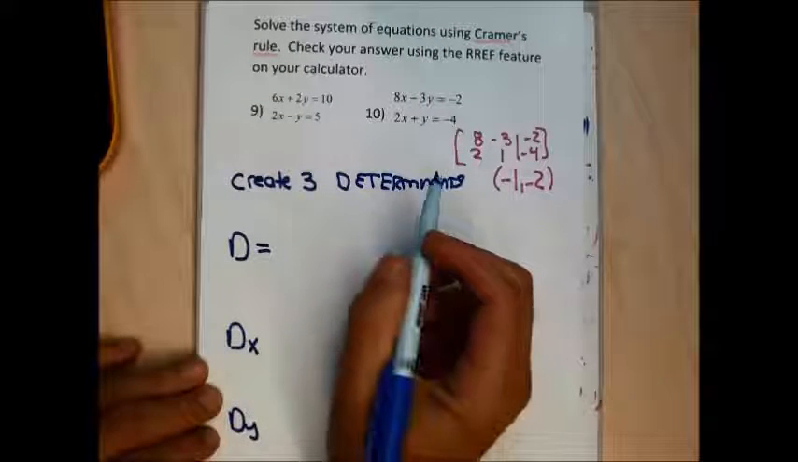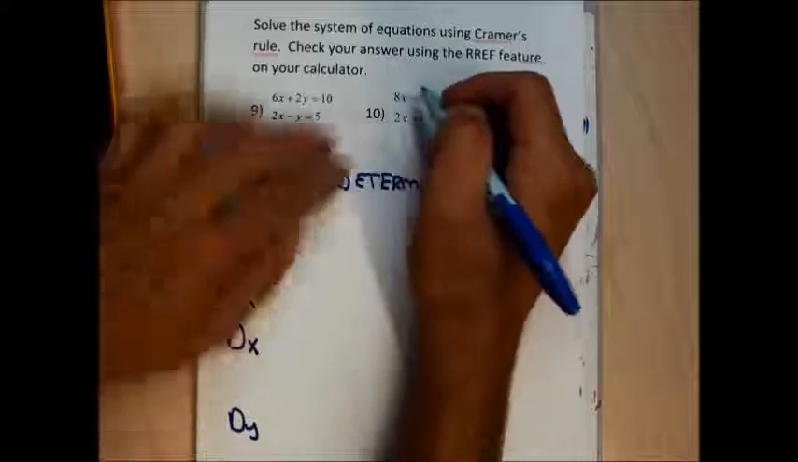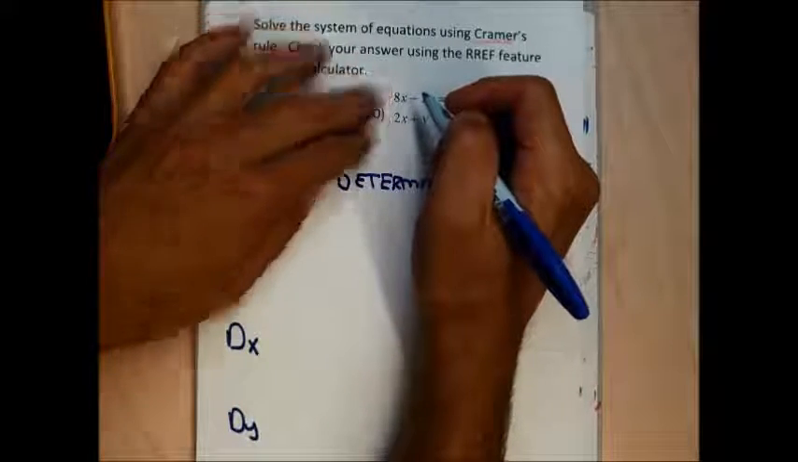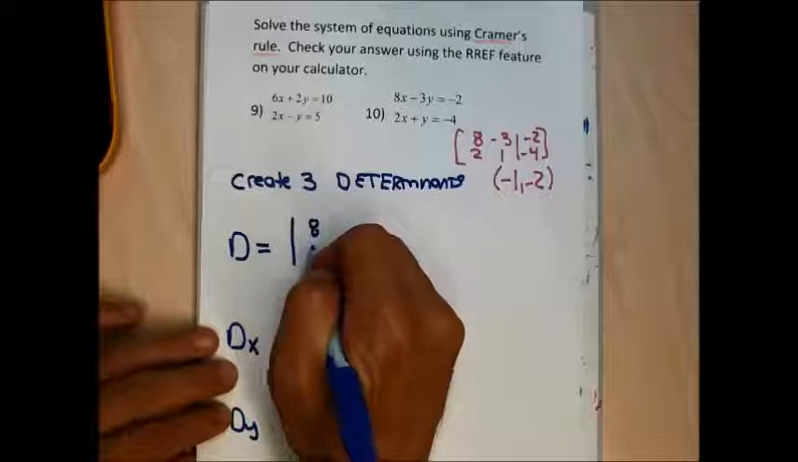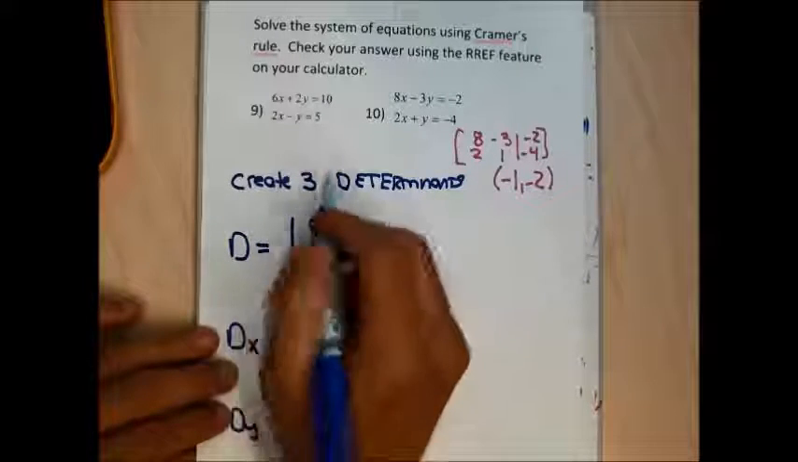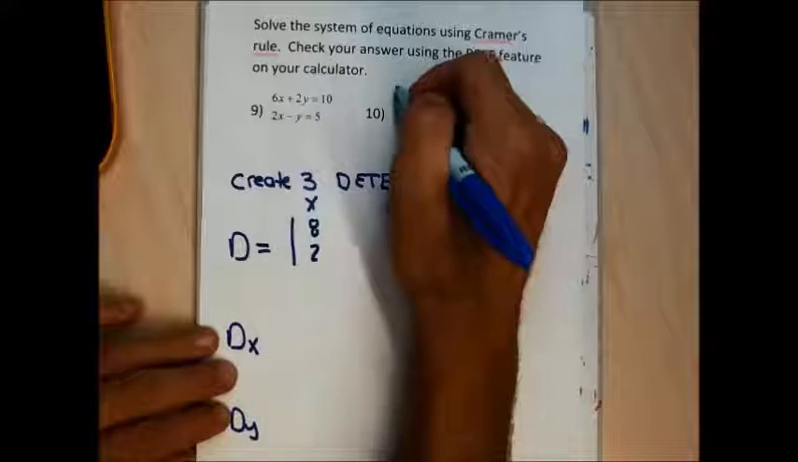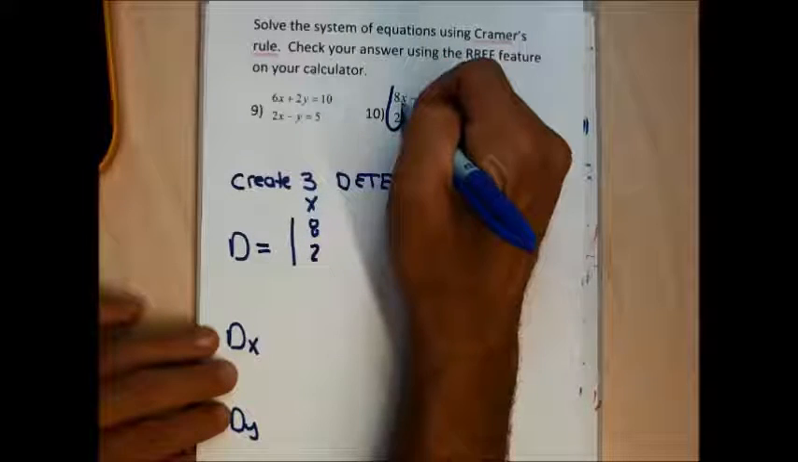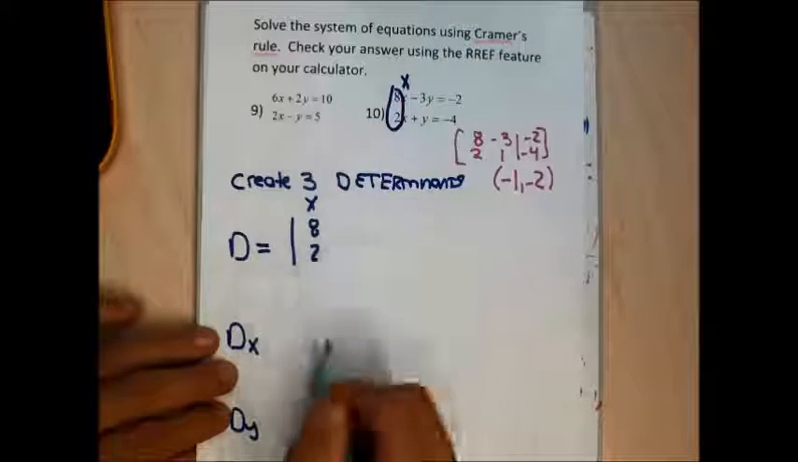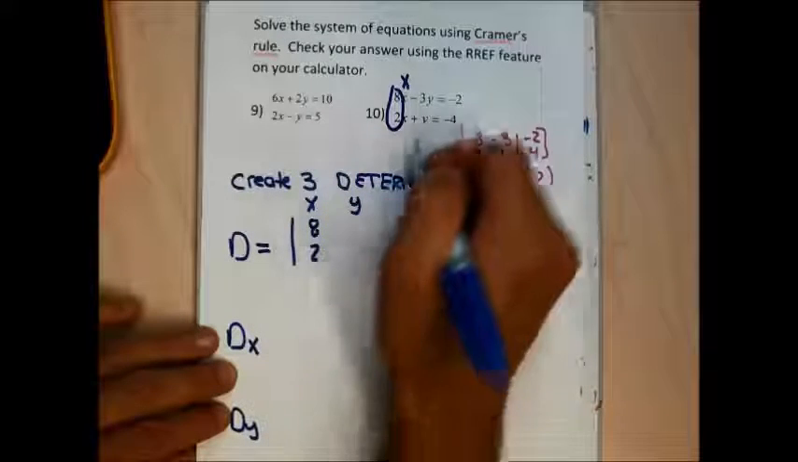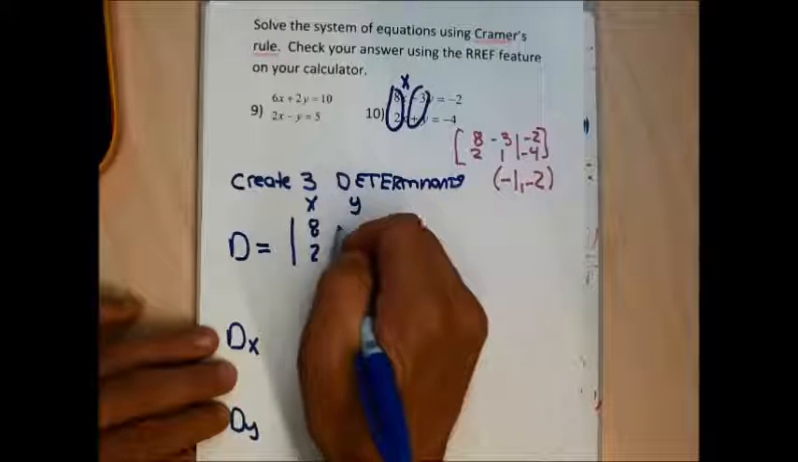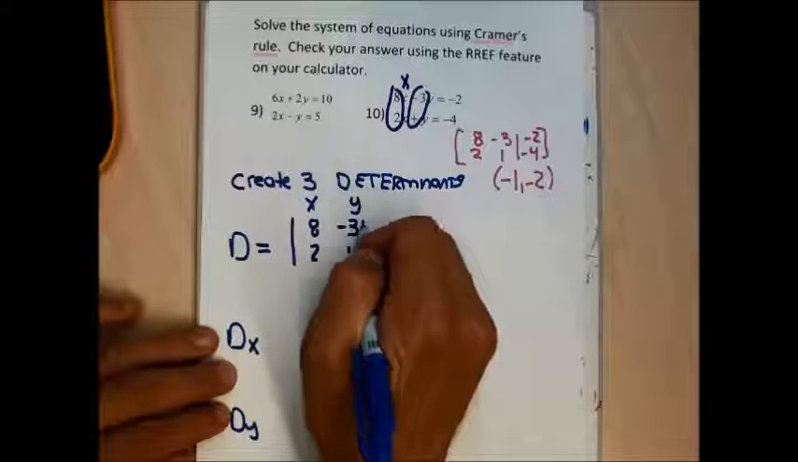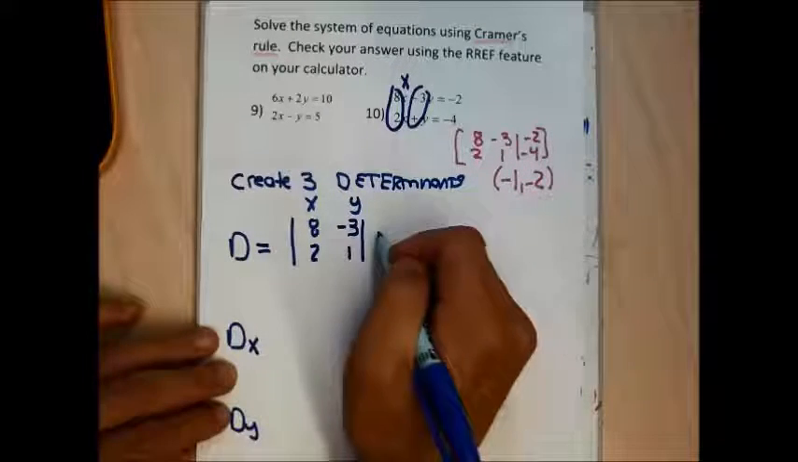D has the coefficients of the x column. The numbers in front of the x's go first. So in the D, the first numbers are the numbers from the x column. And in this particular problem, the numbers from the x column are 8 and 2. Then it has the numbers from the y column. The numbers from the y column are going to be negative 3 and 1. So the first of the 3 determinants I need to compute is D.